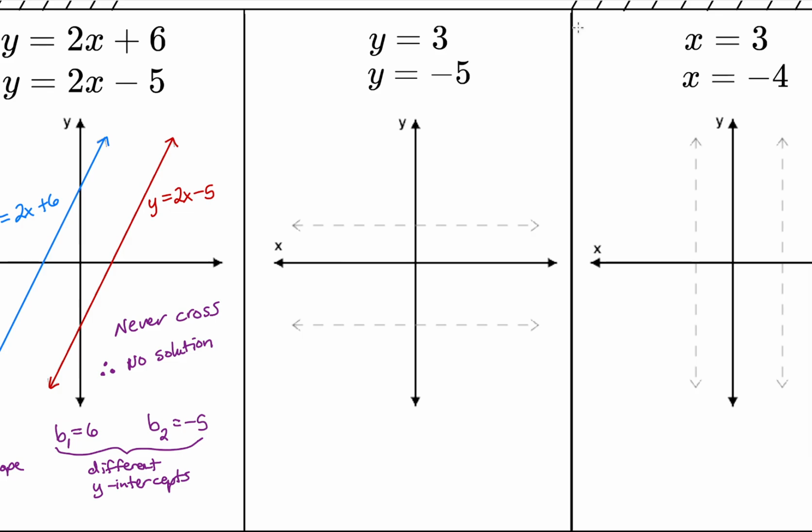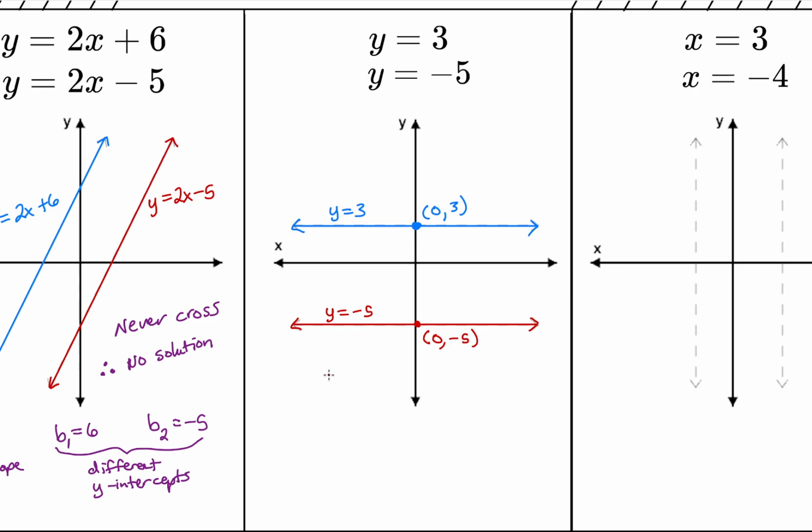The middle graph here, we have our two lines, y equals 3 and y equals negative 5. So we'll use the top one. That's our y equals 3. It has a y-intercept of 3. The next line is y equals negative 5. It has a y-intercept at (0, -5).